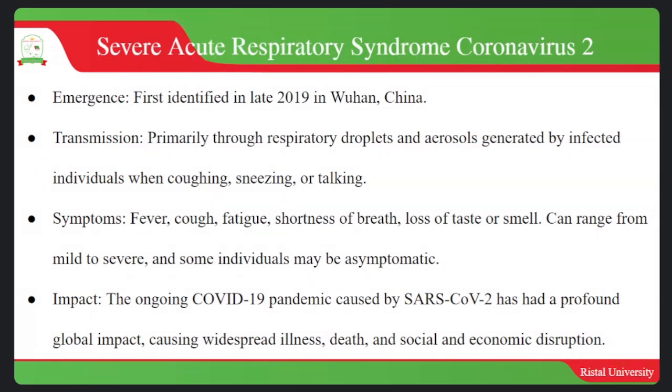The symptoms included fever, shortness of breath, loss of taste, fatigue, general body weakness, and it ranged from mild to severe. And still, some individuals did not show any symptoms. The ongoing impact of the COVID-19 pandemic is still very evident. It caused a lot of death and a disruption in the social and economic sectors in different parts of the world.